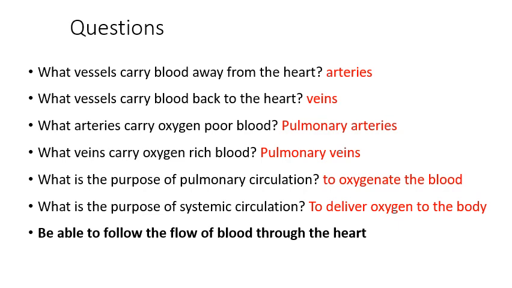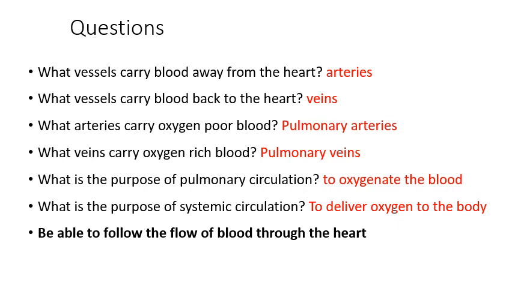So most arteries carry oxygen-rich blood, with the exception of the pulmonary arteries, which carry oxygen-poor blood because they're going toward the lungs. And most veins carry oxygen-poor blood, with the exception of the pulmonary veins, which carry oxygen-rich blood because they're just returning from the lungs. And what's the primary purpose of the pulmonary circulation?